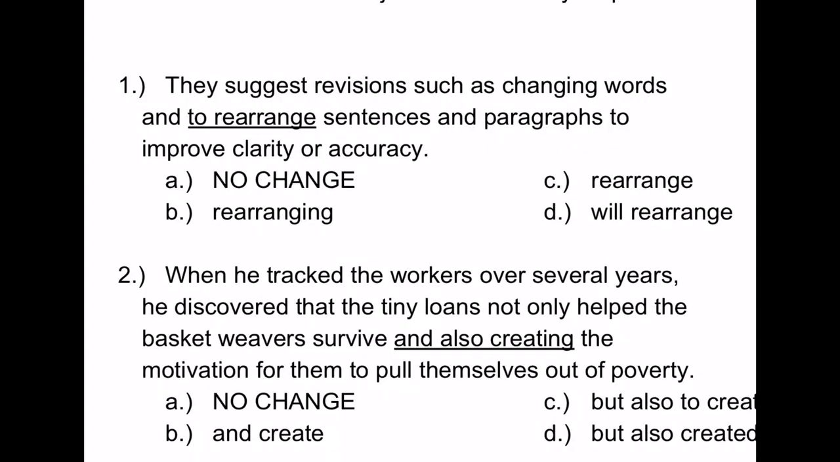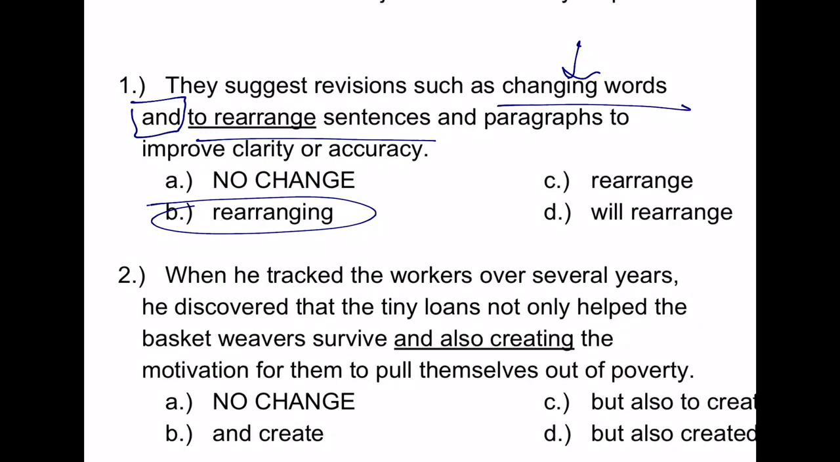So for number one, they suggest revisions such as changing words and blank sentences and paragraphs. So and is our conjunction, and in front of it we see changing words, and after it we see blank sentences. So matching the ing, we would choose rearranging.